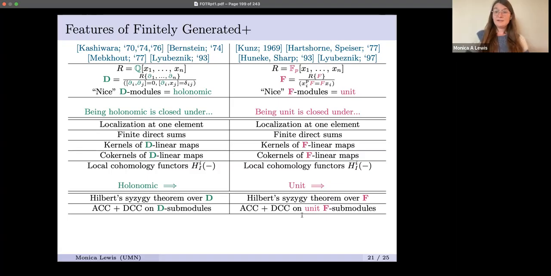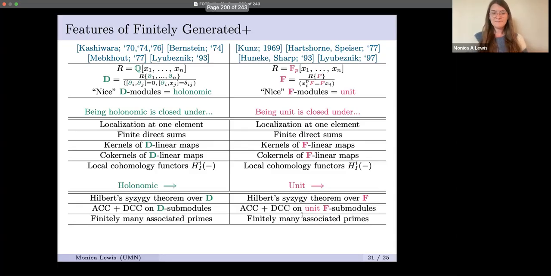Note that in the characteristic p setting, this is only ACC and DCC on unit F-submodules, not on arbitrary F-submodules, where for D-modules, this is ACC and DCC on arbitrary D-submodules. So just one distinction to make there. As a fairly immediate consequence, you get finitely many associated primes, which is a very big deal for studying the commutative algebraic properties of these local cohomology modules. It implies, for example, that their support is a Zariski closed locus. You have finite Bass numbers, which is very surprising that works out.